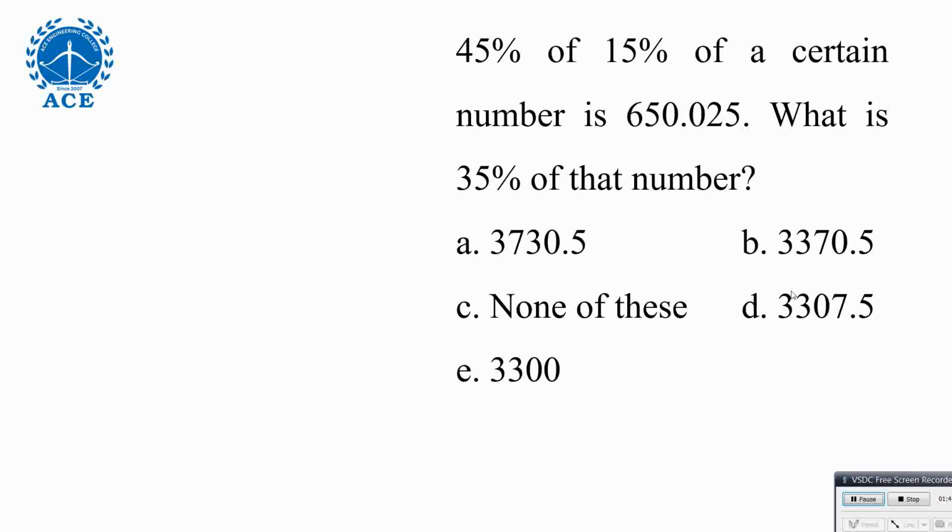A serious question related to percentage. This comes under simplification. We said simplification questions are calculation related. This one also: 45% of 15% of a certain number is 650.025, and the question is 35% of that number. They're not asking you to find the number, but 35% of that number. So you just check it out. The question is: 45% of means you have to do multiplication. 15% of a certain number n is 650.025, and now I want 35% of n.